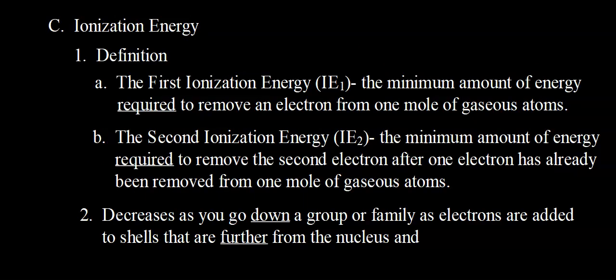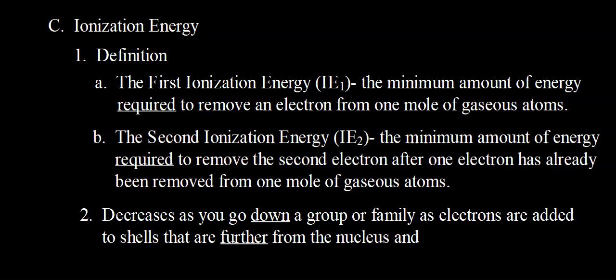For ionization energy, let's start off with the definition. Something to keep in mind. Remember that the electrons in an atom are attracted to the nucleus. And so ionization energy has to do with removing electrons. Anytime you separate things that are attracted to each other, that requires energy. So look at the definition. First, ionization energy is the minimum amount of energy that is required to remove an electron from 1 mole of gaseous atoms. So take an element, turn it into a gas, and we're talking about removing an electron from a mole of those gaseous atoms.